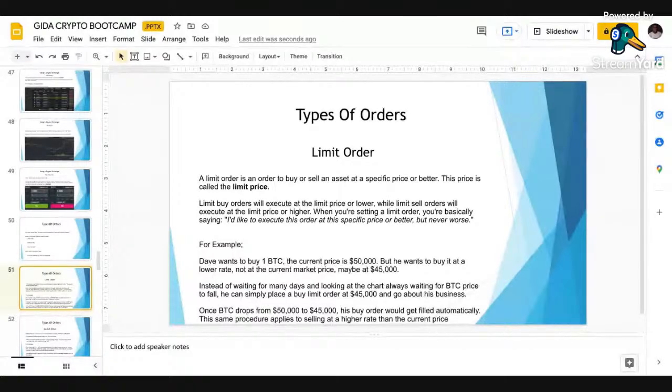So you can get to buy Bitcoin at a lower rate. But understand that the limit order means that whenever that thing happens, then your order gets executed. So right now, Bitcoin is 43,000. If I want to buy Bitcoin at 40,000, I'm not sure whether Bitcoin will ever get to 40,000. But what I am sure of is I just want to buy Bitcoin at 40,000. I don't want to buy it at 43,000. Instead of waiting for many days, I can decide to just set a limit order. Whenever Bitcoin gets to 40,000, instantly my order gets executed. Do you understand?